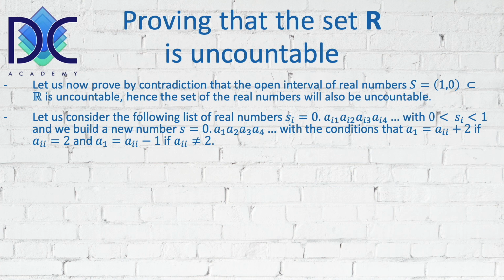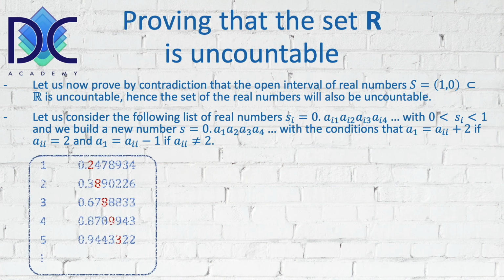And how do we define a1 or a_i? So basically we say that a_i is equal to a_ii plus 2. So we take the decimal which has the coordinates or the index ii, basically both indexes are the same. If that decimal is equal to 2, then we add 2. If it is not equal to 2, we subtract 1. So basically we can define this.